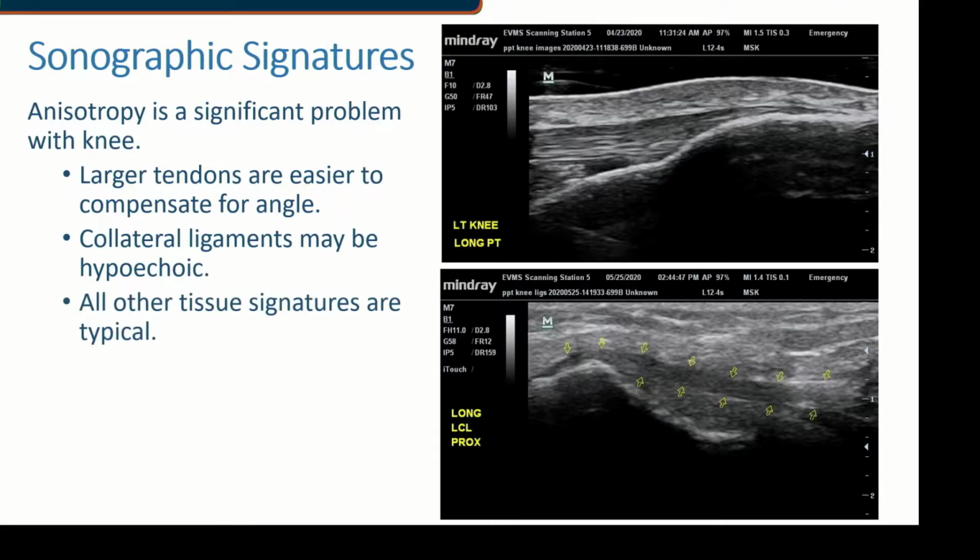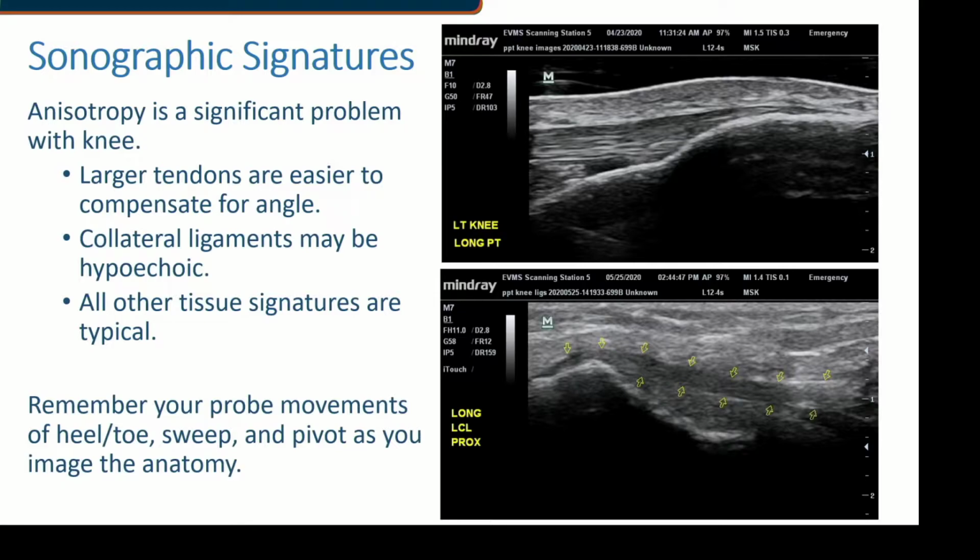All of the tissue signatures are going to be very similar to what we've been teaching you, from subcutaneous tissue to fat pads and to the cortex of the bone. Those will all be very typical. So just remember your probe movements too, to sort of compensate for these problems, your heel toe, your sweep, your pivot, so that as you're imaging the anatomy, you make tiny little movements that can get you more perpendicular to what you're looking for.